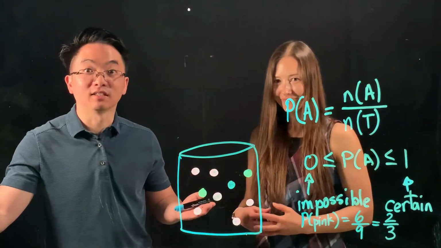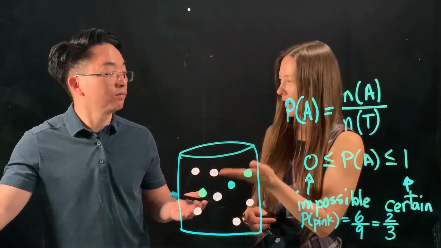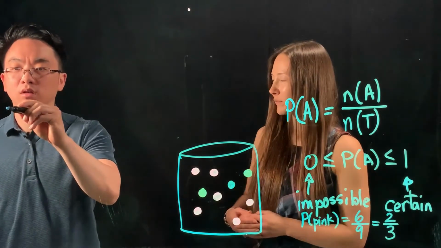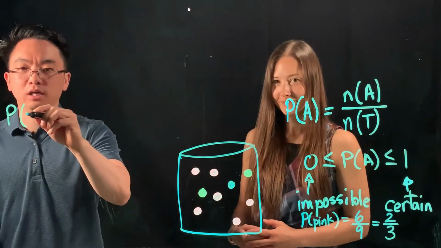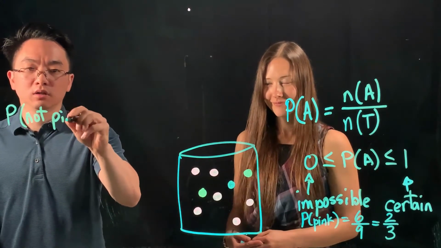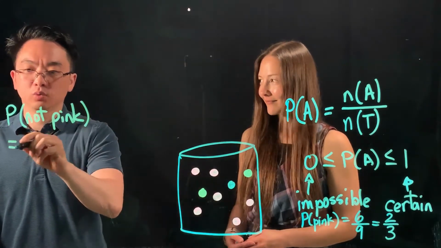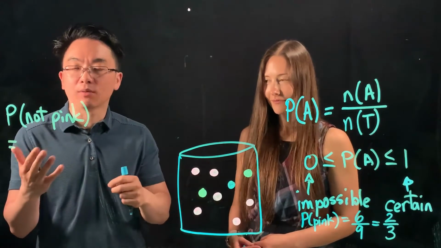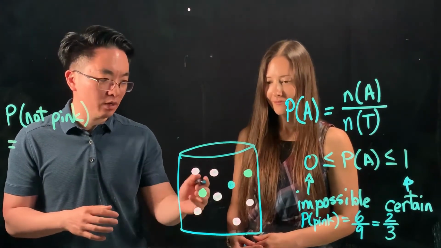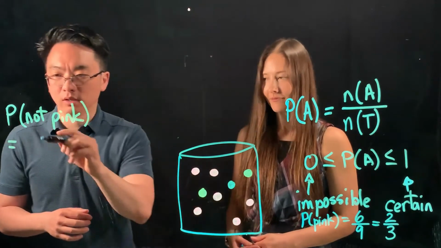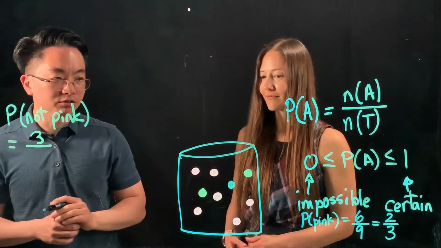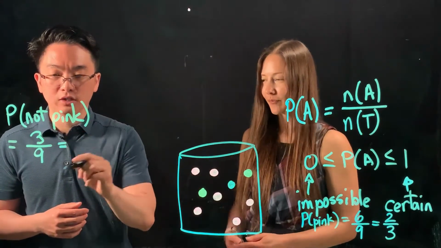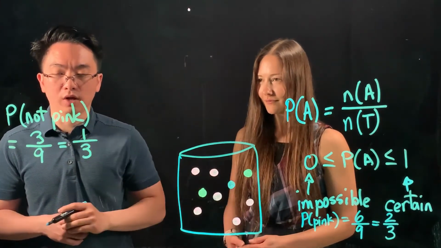All right, so how about you now calculate the probability of getting something that is not pink? Okay, so probability of not pink. There are a couple of ways that you can do this. One is because we only have 9 marbles, I can just count the number of marbles that are not pink. That would be 1, 2, 3, so 3 out of a total of 9 marbles, same 9 as before. And I can reduce that to 1/3.